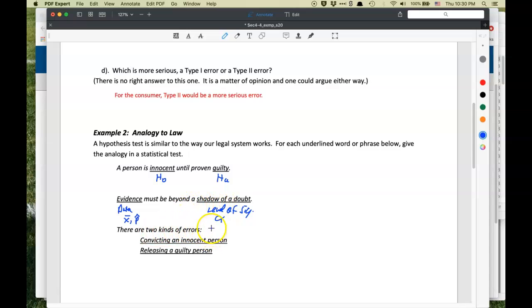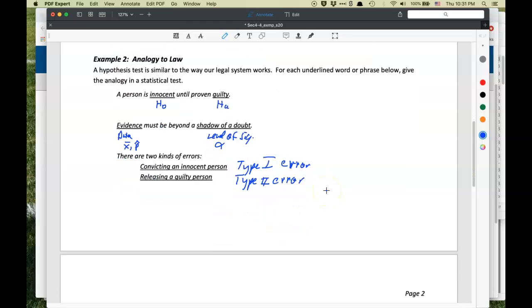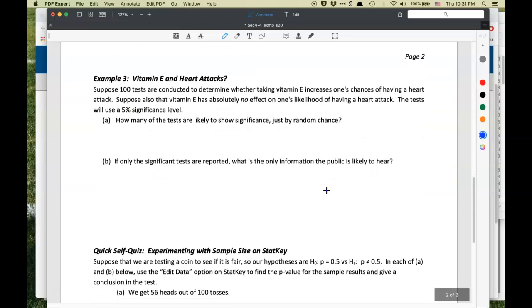There are two kinds of errors: convicting an innocent person or releasing a guilty person. So which is which? Well, this would be a type 1 error, and is thought by society to be the more serious error, right? We assume innocent unless proven guilty, and so that's because we would want to avoid, at least that is the consensus, convicting an innocent person. The type 2 error would be releasing a guilty person, so the person was guilty, but we failed to reject the null hypothesis. All right. So I find that useful to kind of internalize this, because it helps you make sense of what we're doing in statistics and how it parallels these ideas.